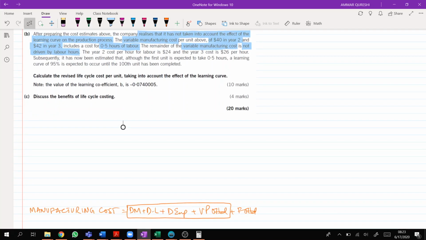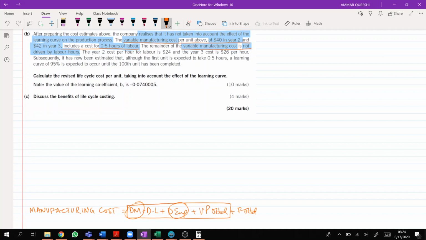Now, try to concentrate here. The question says that variable manufacturing cost per unit includes 0.5 hours of labor cost. The remainder of the variable manufacturing cost is not driven by labor hours. That means material has no connection with labor hours. Sometimes expenses don't have any connection with labor hours, and variable overheads may not have a connection with labor hours if they are dependent upon machine hours. So the question is saying that the complete variable cost is not dependent upon labor hours. There are certain elements which are not dependent upon labor hours.